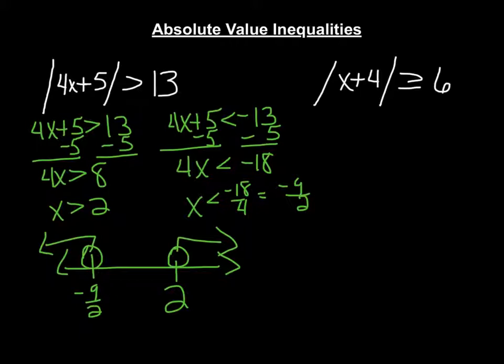Let's take a look at one more inequality. Okay, if we set this up, it's going to be just like it says: x plus 4 is greater than or equal to 6, and then we will have x plus 4, change the inequality symbol direction, less than or equal to negative 6.